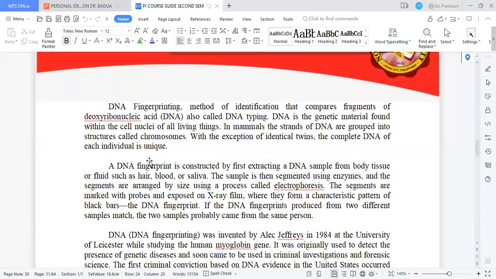We all know that DNA fingerprinting is a method of identification in which they compare fragments of deoxyribonucleic acid, or what we call DNA. They will do different processes, and again, this could not just be performed by anybody else. There are persons who are experts to perform this, and we know for a fact that having this kind of examination is expensive, isn't it?